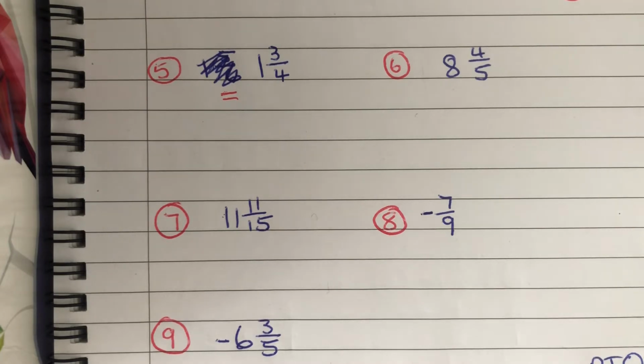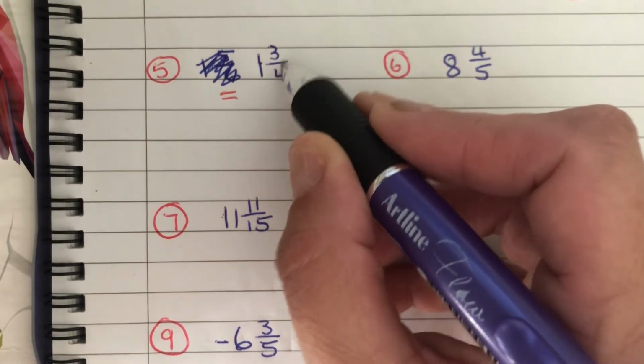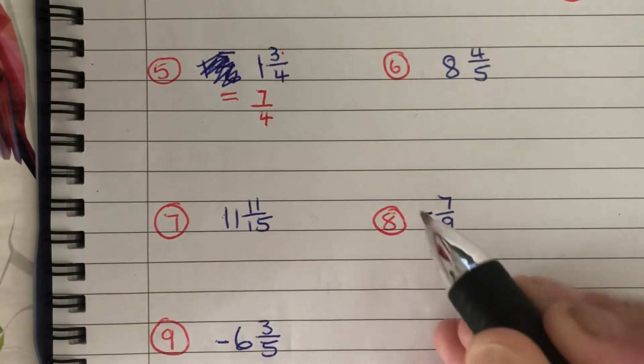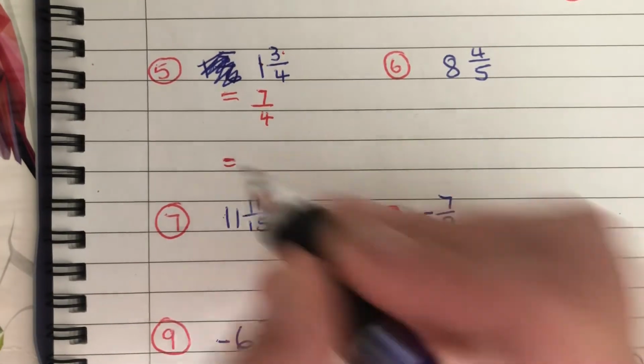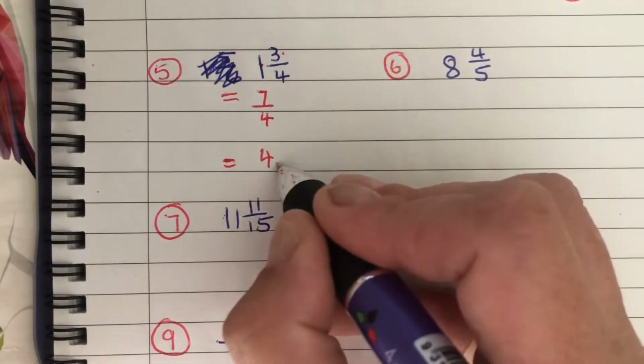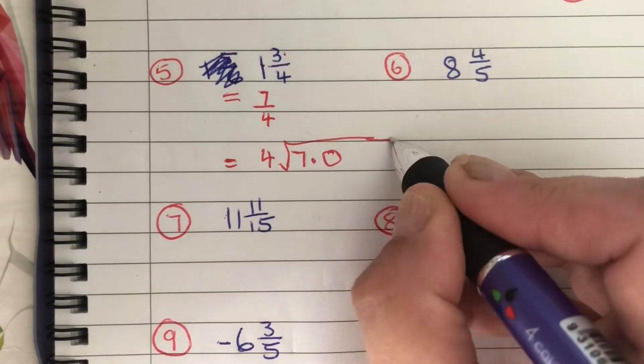So it needs to be top heavy. Okay, so we need to go 1 times 4 is 4, plus 3 is 7 over 4, which is what we did in the past exercises. Once it's like that, so you don't want to have a mixed fraction, then we can do what we've been doing today. All right, you guys do this by yourself and then look up.